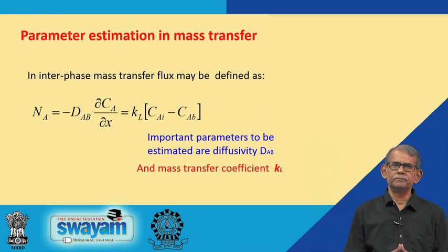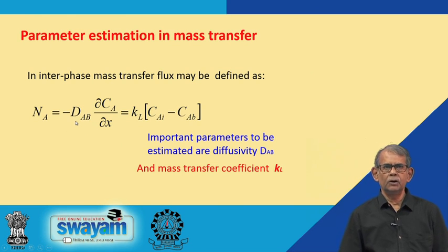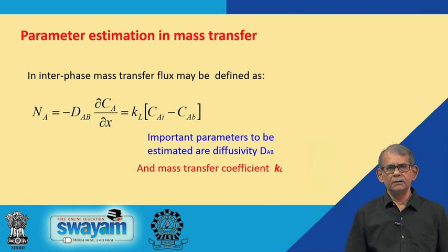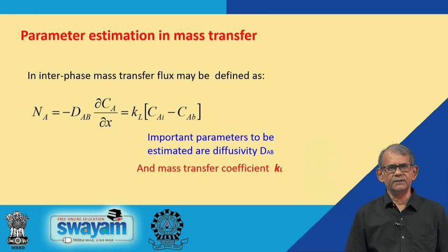Now, in mass transfer, we think about the mass flux. Mass flux, say it is Na, equals minus dAB del Ca del x. This is actually Fick's first law of diffusion, for diffusional mass transfer. dAB is the diffusivity of A in a mixture of A and B. Concentration is Ca and x is the direction of the mass transfer.